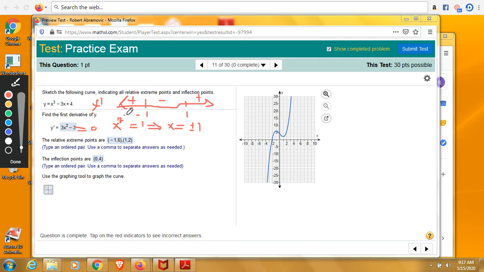Test number here could be, say, -2. When you plug it into f prime, you get a positive number. You plug in 0, 0 minus 3 is -3, which is negative. When you plug in, say, 2 here, you get a positive number. So that means it's going from increasing to decreasing at x equal to -1, and from decreasing to increasing at x equal to 1. So it has relative extreme points at -1, 6 and 1, 2. In particular, -1, 6 is a local max, and 1, 2 is a local min.